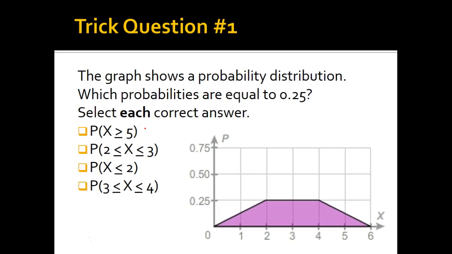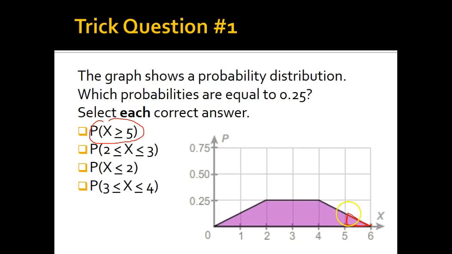Question number 1. The graph shows the probability distribution. Which probabilities are equal to 25%? So what's tricky about this one is it gives you 4 different probabilities, and we have to figure out each one, is that 25% or not? Okay, so we're just going to look at each one in turn. X is greater than or equal to 5. So from 5 up, is that 25%?